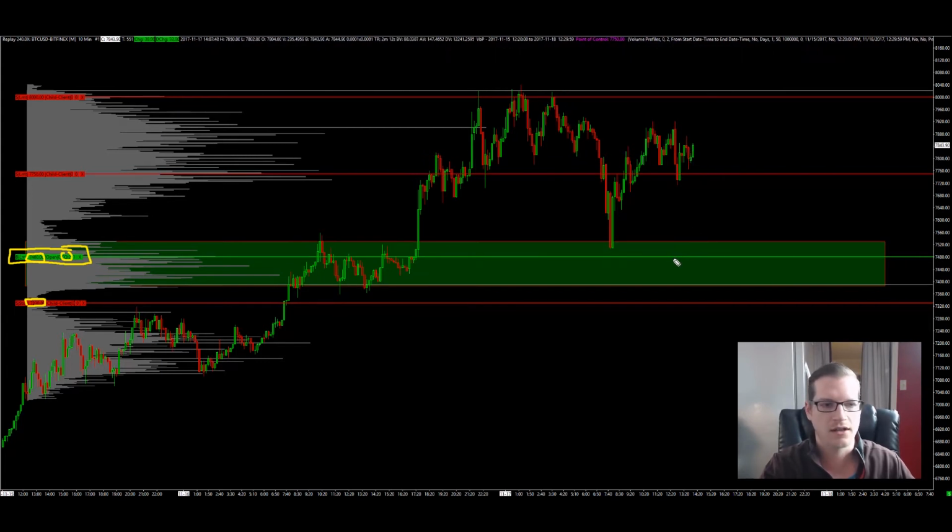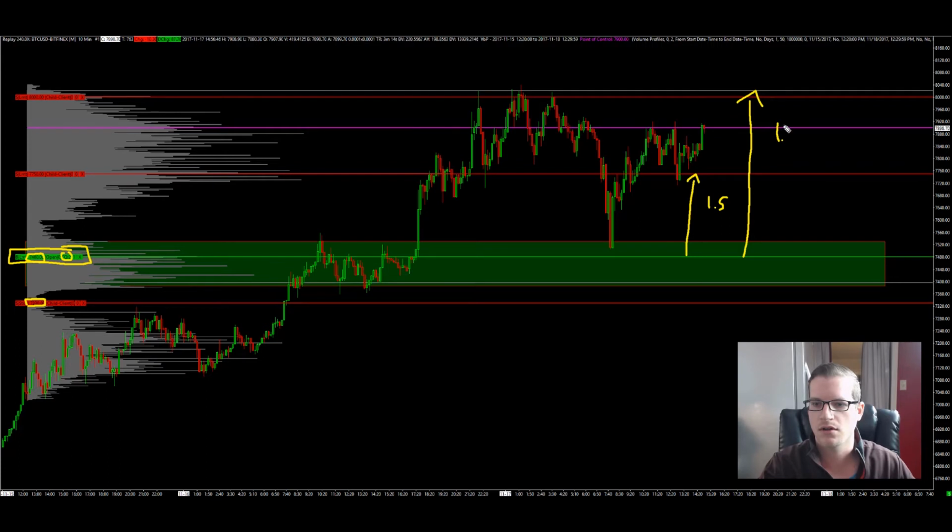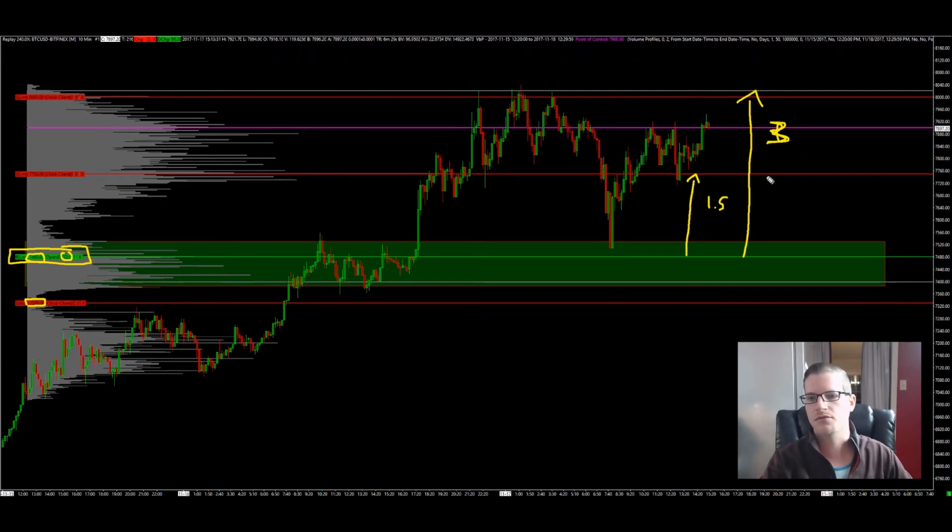Now, what I'm tracking here is my total. You can see that this is about 1.5 to here for my first target. This is about 1.5. But you can see this is about 1 to 3, so 3x. I generally like a 3x minimum, but it can be different for everyone.